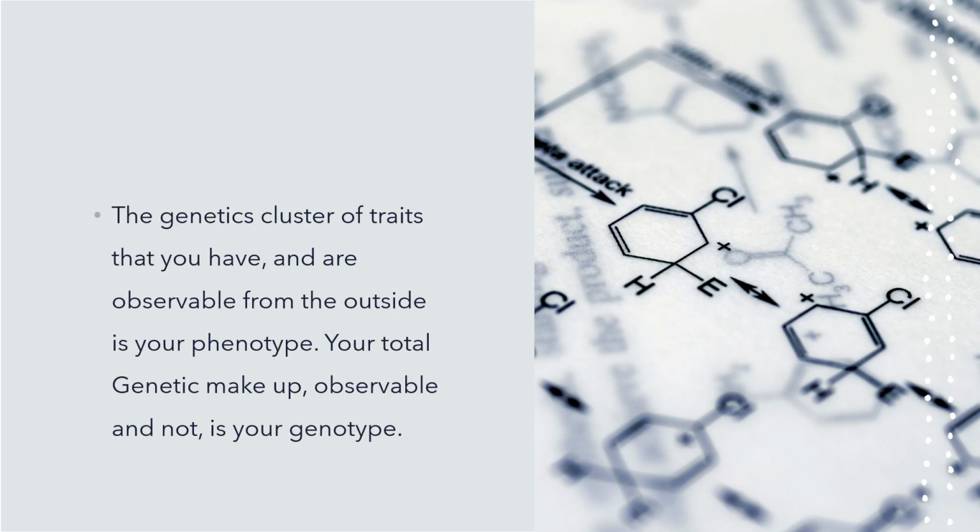The cluster of genetic traits that you have that are observable from the outside is called the phenotype. Your genetic makeup, observable or not, is your genotype. Let's just remember this. For you to easily understand the genetic traits that you have, we have the phenotype and also the genotype. The phenotype is the physical aspect, and the genotype is all about what's internal and cannot be observed from the outside. Phenotype, physical, can be observed. Genotype, something that cannot be observed directly.